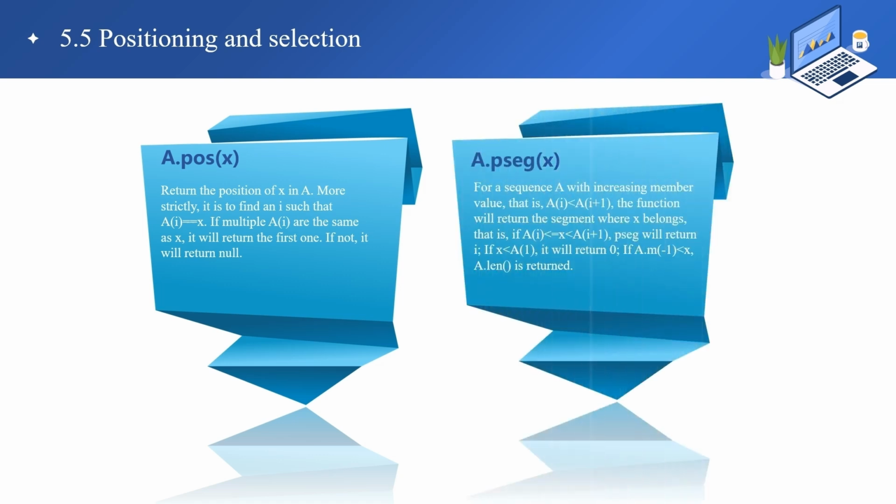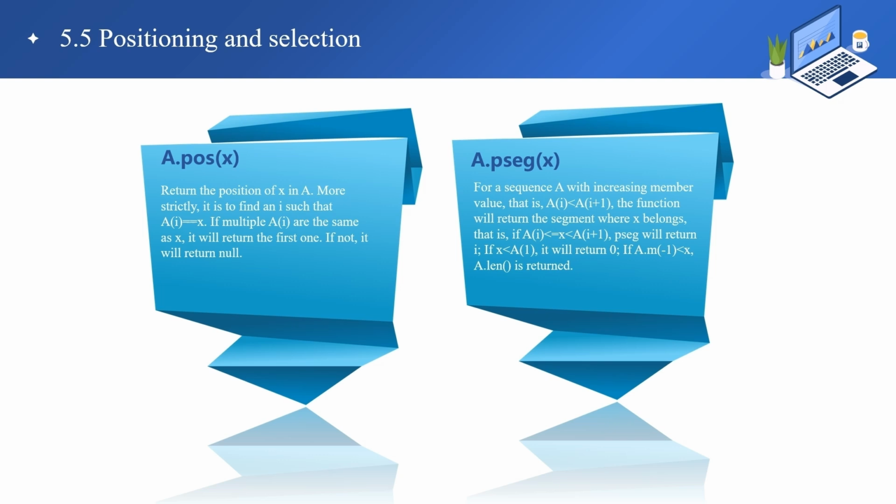Similarly, there is an a.pseg function. For a sequence A with increasing member value, that is, AI is less than AI plus 1, the function will return the segment where x belongs, that is, if AI is less than or equal to x less than AI plus 1, pseg will return I. If x is less than A1, it will return 0. If a.m-1 is less than x, a.len is returned. We take the increasing sequence as an example to explain the principle. Actually it also works for decreasing sequence, but these less than signs should be changed to greater than signs.